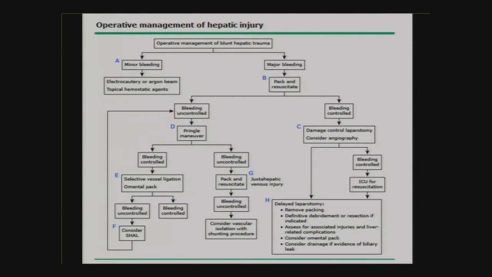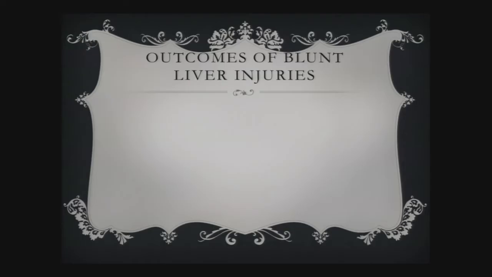If the bleeding's controlled, you do the damage control laparotomy, maybe you do angiography. If the bleeding's uncontrolled, you can do a Pringle maneuver to see if you can figure out where the bleeding is or is not, and then go from there. So this is kind of the generalized scheme of what we do. A lot of times just damage control and the initial presentation with packing, and then we may bring them back to the OR the next day to look and see if it's controlled or if they need something else done.